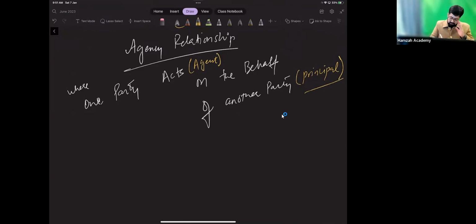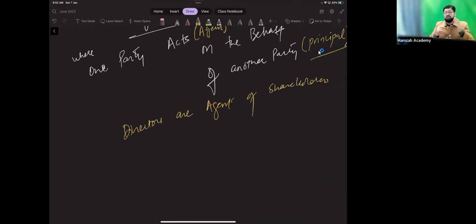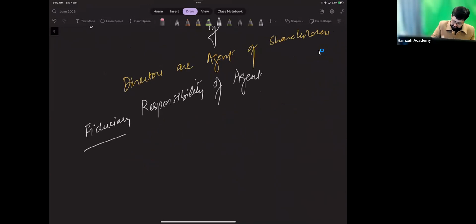And students, directors are agents of shareholders. The investments of shareholders, the money of the shareholders, is being utilized by directors in the business. They're running, they're managing on their behalf. So agency relationship. And as per agency law, there is a concept, fiduciary responsibility of agent.